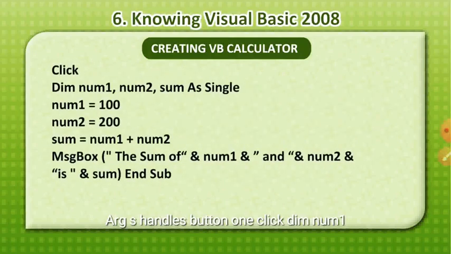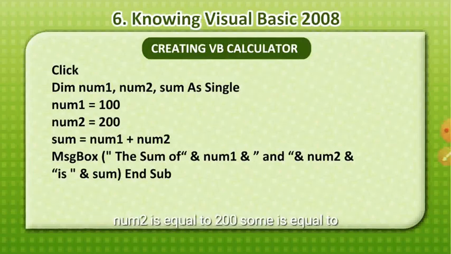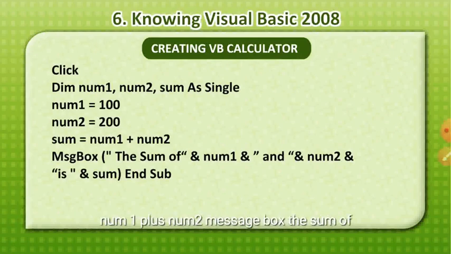So now click here: Dim, it is a dimension, num1, num2, sum as Single. Here they are variables. Num1 stores 100, num2 stores 200. Now num1 plus num2 is stored into sum, and a message box will be displayed like this here, the sum of the number num1 and num2 and sum. The answer, this is the program.